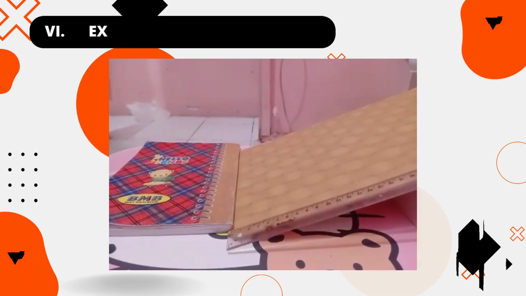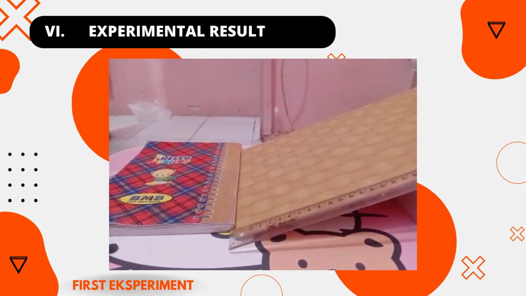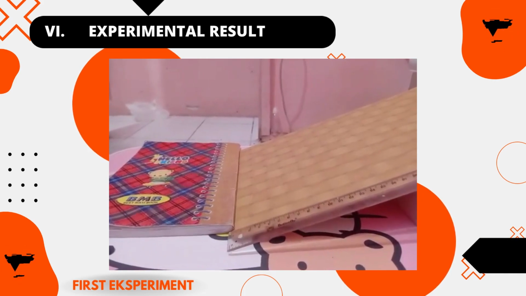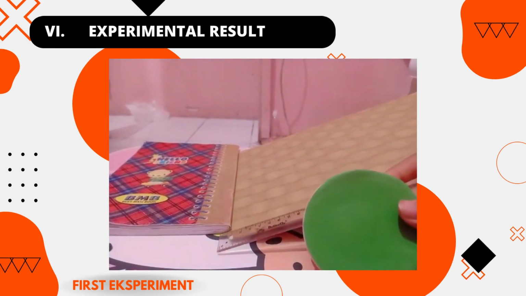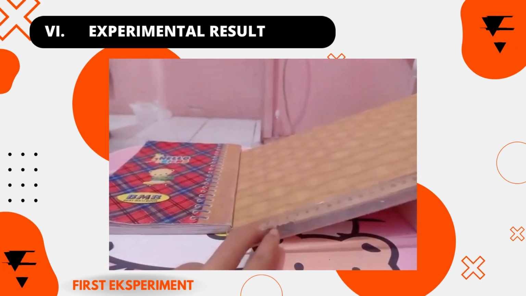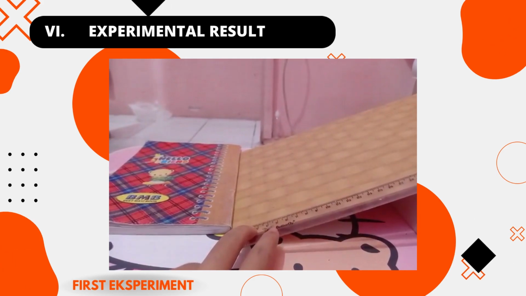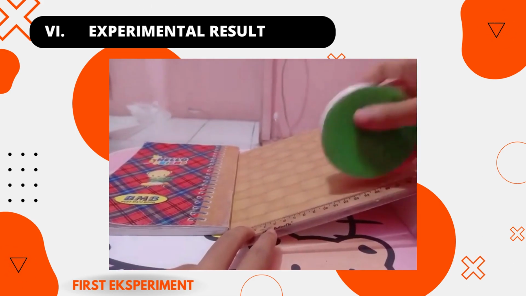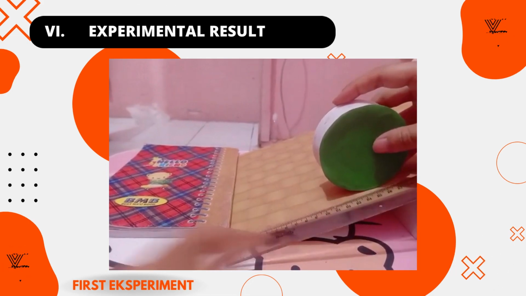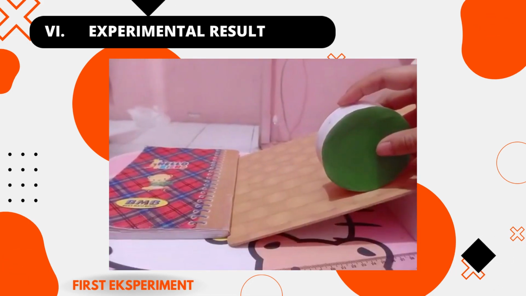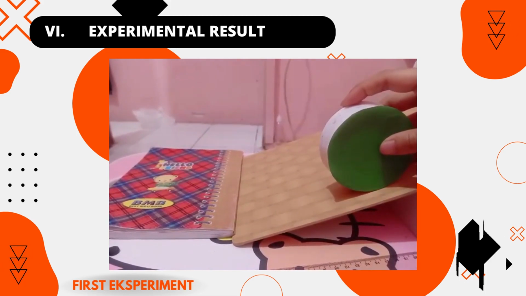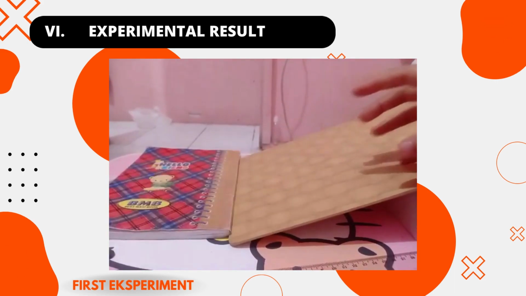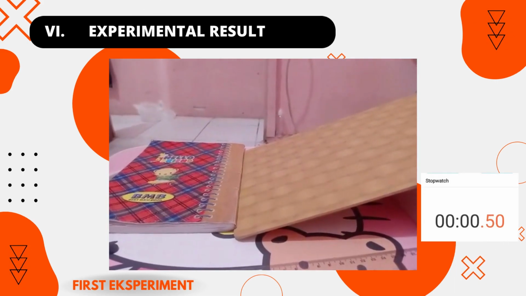The first experiment is on the inclined plane with a 30 degree angle, where the mass of the cylinder is 0.3 kg. First, we release it from a distance of 50 cm, and at the distance of 50 cm, we measure the time it takes to roll down with the stopwatch, and we get the time is 0.5 seconds.